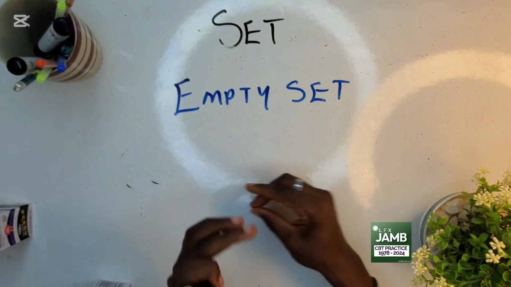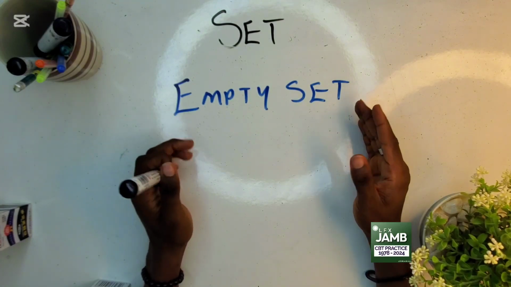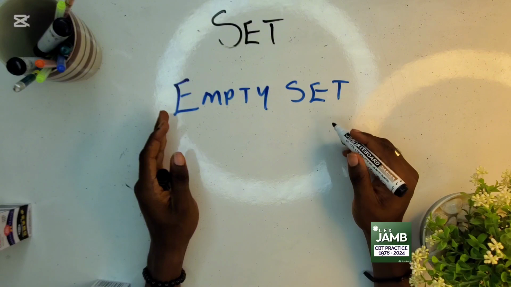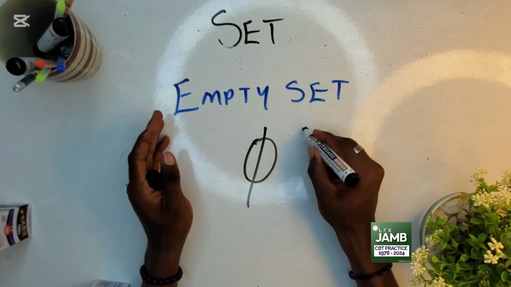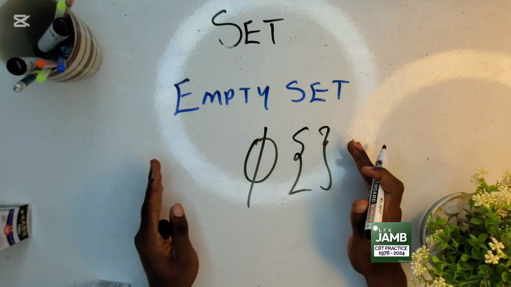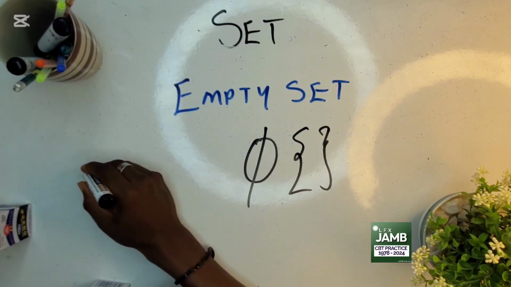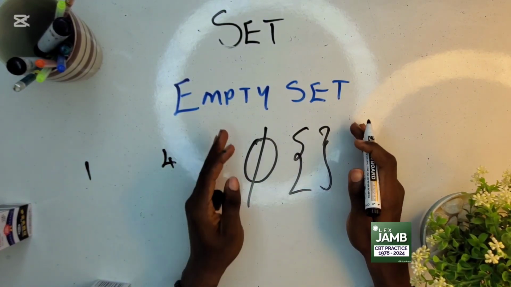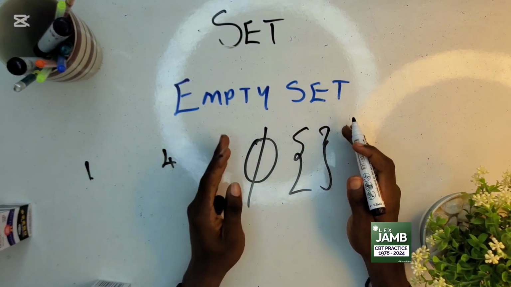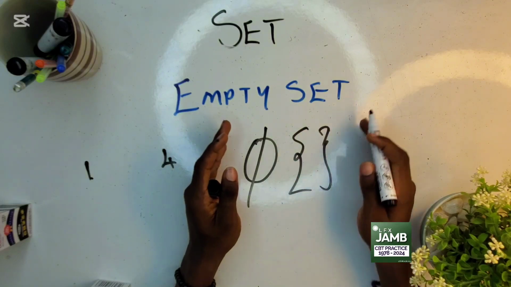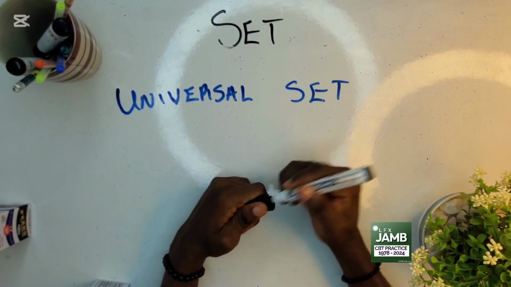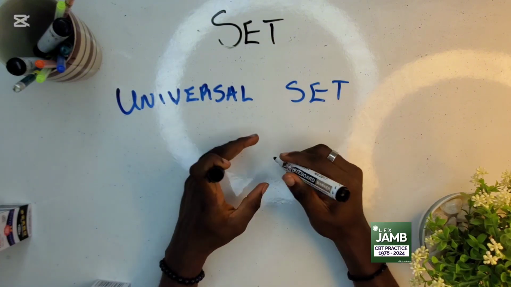Empty set. If you are given a set condition that has no member, we regard that as an empty set, and the symbol is this, or empty curly brackets. For instance, if you are asked to find numbers within 1 to 4 that can be divided perfectly by 5, there are no numbers between 1 to 4 that can be divided by 5, so we say that is an empty set. Universal set is a set of all members under consideration.